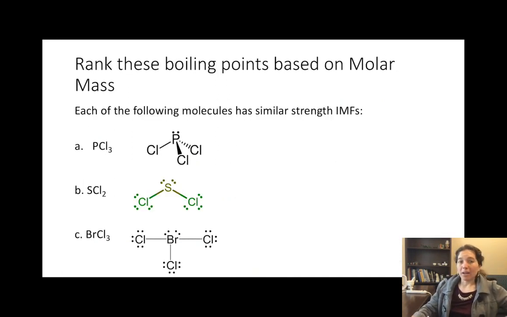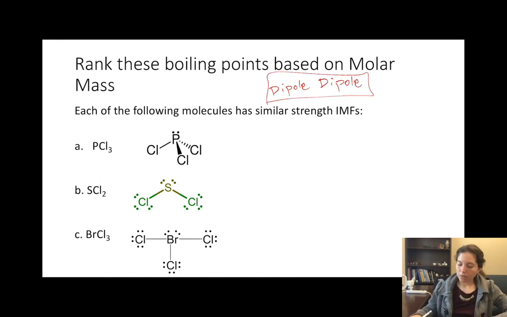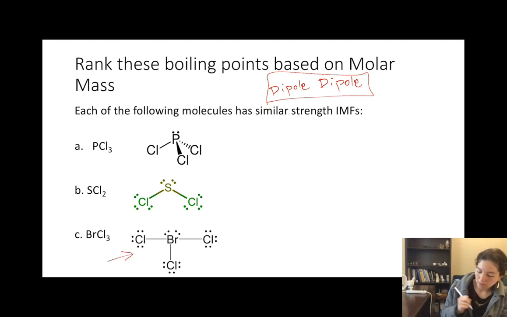Okay, so I'm going to ask you to do the same thing. So rank these boiling points of these substances based on their molar mass. So remember that all of these here have dipole-dipole between them. These are all dipole-dipole forces. So you'll need to go in and look at the molar mass for each of these. Okay, let's take a look at how to solve this. So essentially what's happening here is the heaviest one is going to have the highest boiling point here. So that's going to be this bromine trichloride here. So this would have the highest BP.